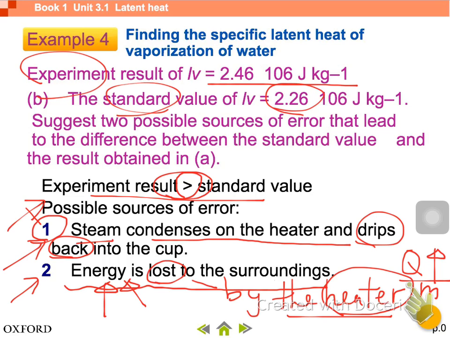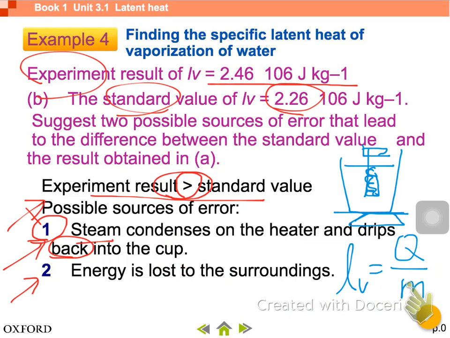The second one, I want to go back to this one. Okay, point number 1. When the steam, that means the water changes to steam, hits the heater, the upper part of the heater, it changes back into water, and then falls back into the cup. So think about what is the final reading of the electronic balance, greater or lower than the true value.